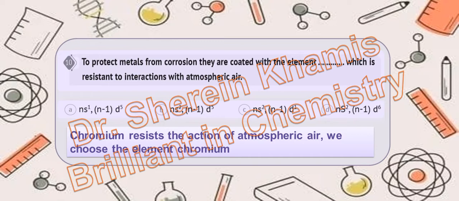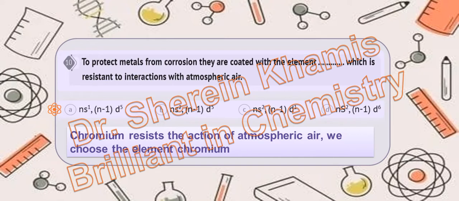So among our choices, letter A has the structure ns1 (n-1)d5. So what is our element? Chromium, with the atomic number 24. This is the right answer for question 10.